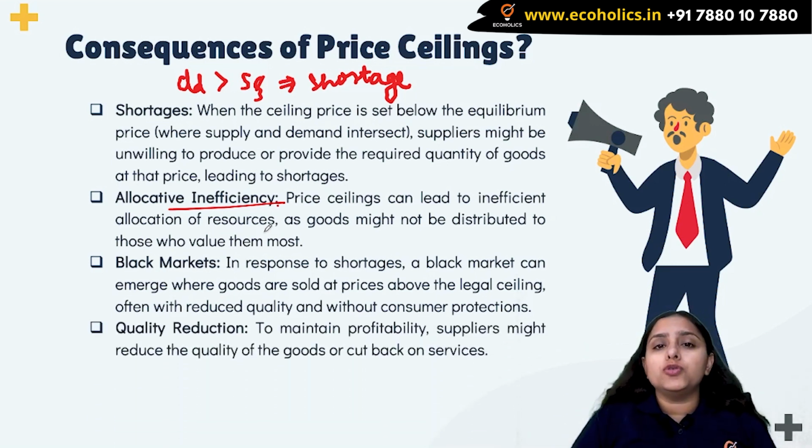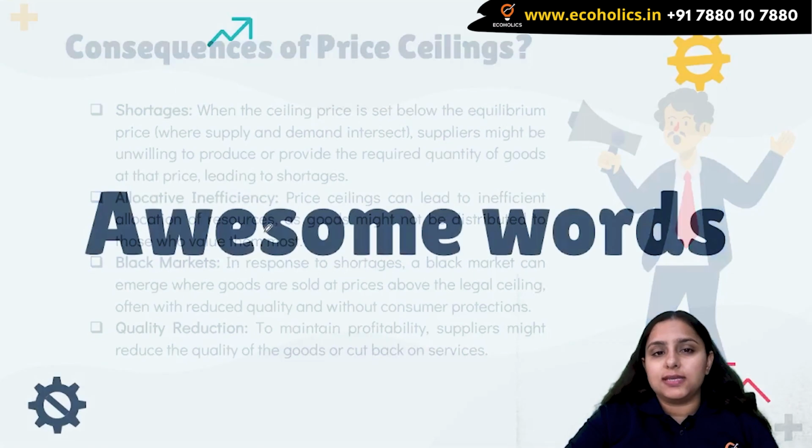Also, when a producer has to supply the goods at lower prices, they tend to reduce their quality. Now, if you are a producer, you are producing something at 10 rupees, but now the government is forcing you to produce it at 7 rupees. You can't supply the same quality. So quality is going to suffer as a result of price ceiling.